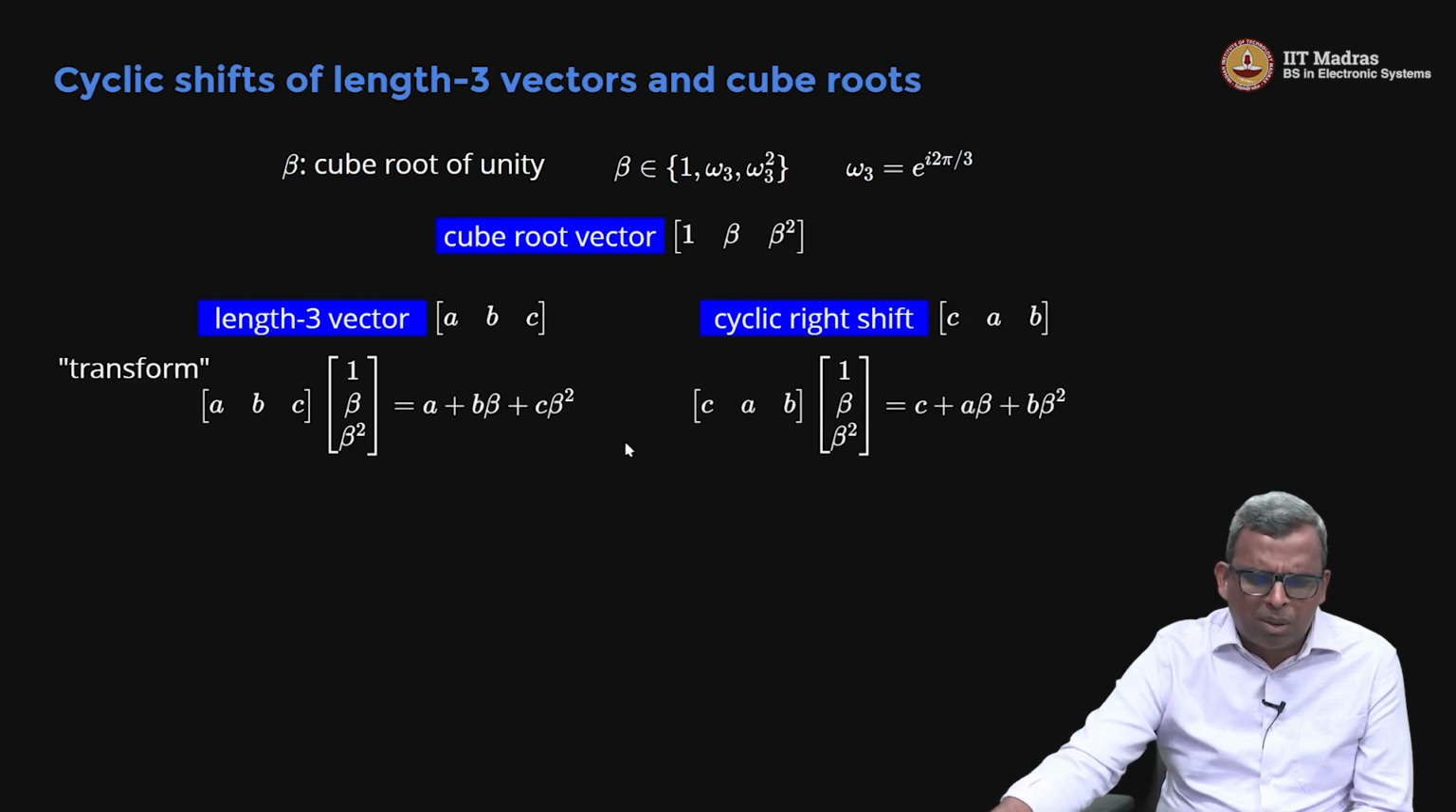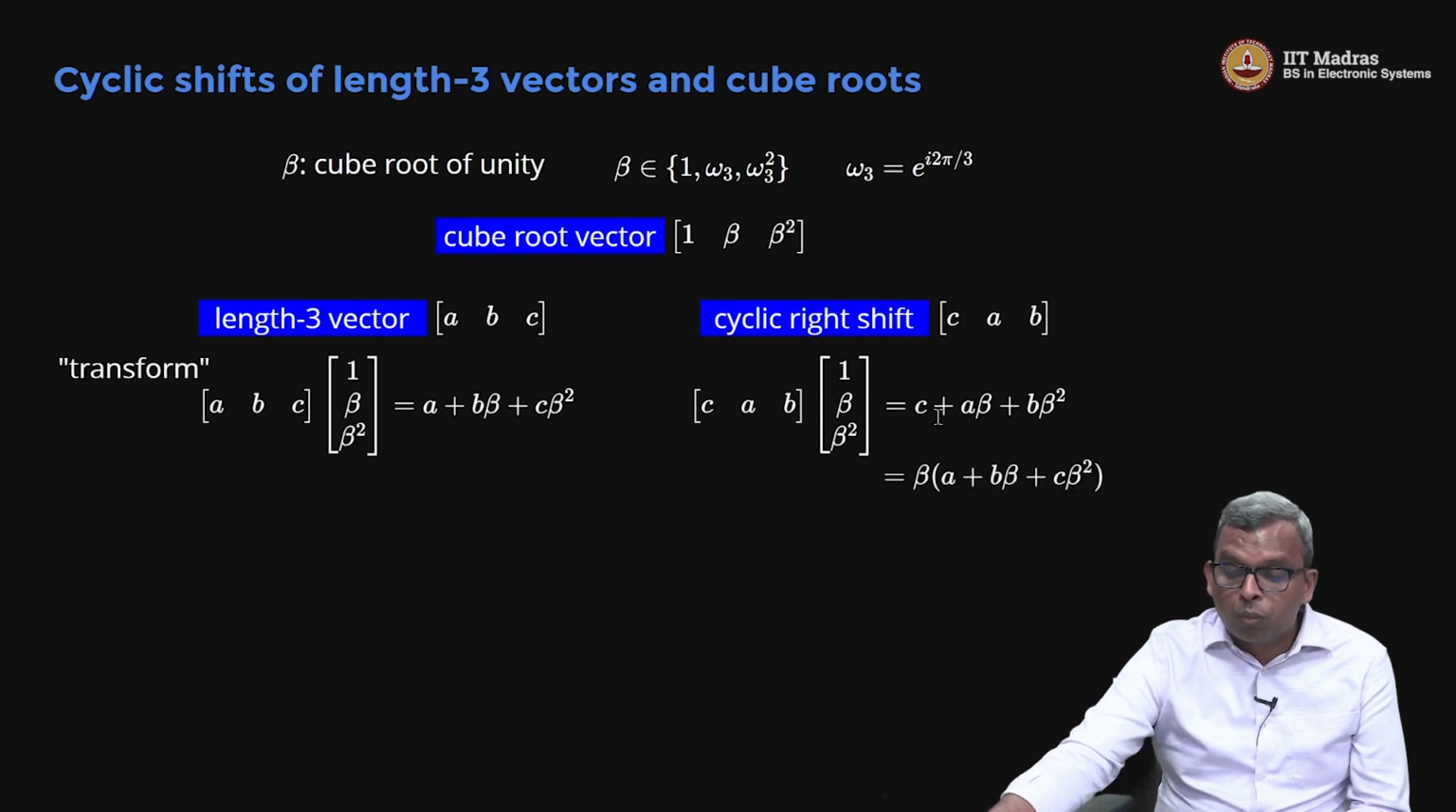Why am I doing all this? Why am I doing this 1 beta beta squared and all that? So you see, this is the crucial point. Even though I got C plus A beta plus B beta squared, I can pull a beta common out.